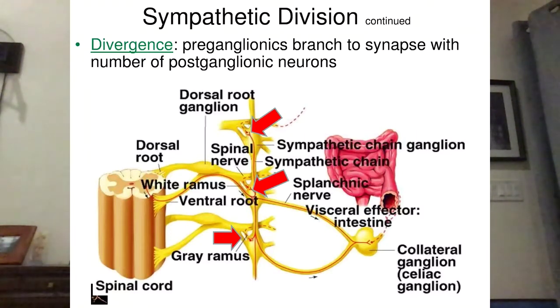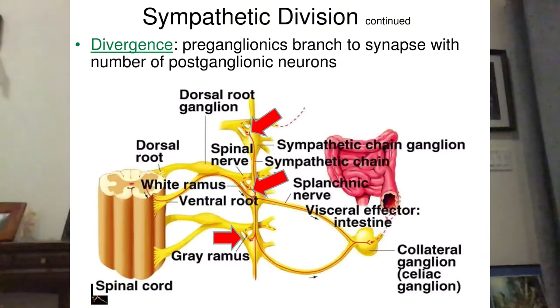Okay, we don't sit there and wait. First the heart increases, and then your breathing rate increases, and then your blood vessels dilate. That wouldn't make sense. Through the idea of divergence, we can stimulate those organs all at the same time.